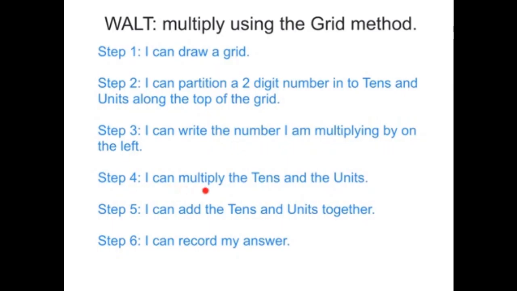Step 4, I can multiply the tens and the units. Step 5, I can add the tens and units together. And finally, step 6, I can record my answer. Now if we follow these steps to success, we should be able to say that we can multiply using the grid method.